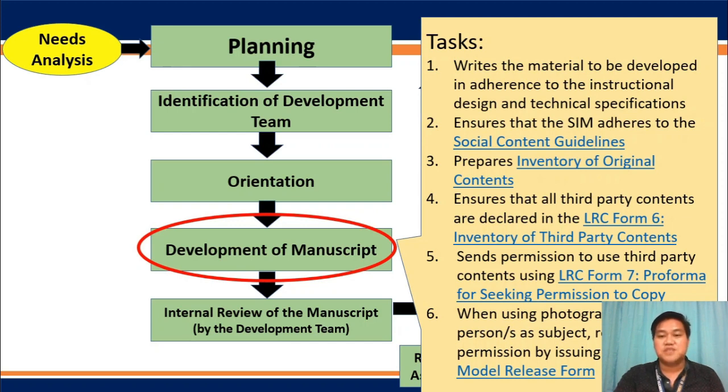The developer shall prepare the inventory of original contents. Here, the writer shall declare all the original materials he or she has developed. Then, if there are third-party contents utilized, they shall be declared in LRC Form 6, or the Inventory of Third-Party Contents. If there are third-party contents used in the development of the material, we are to ask permission using LRC Form 7, or the Proforma for Seeking Permission to Copy.